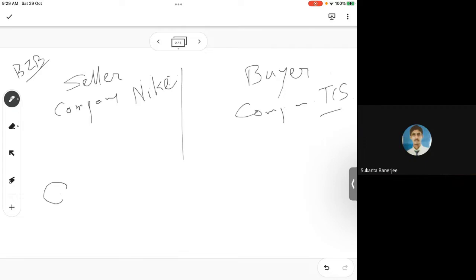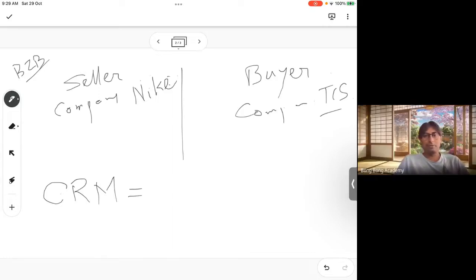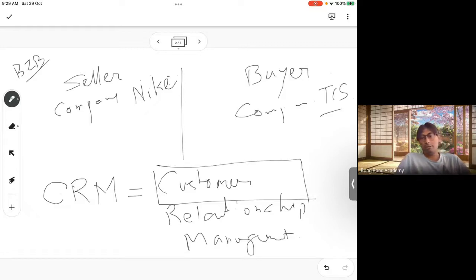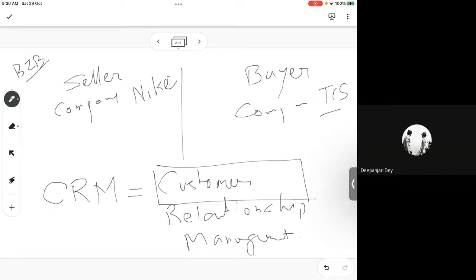Yeah, actually, I agree with Dipanjan. So let us break down CRM. CRM is customer relationship management. In this context, first let's define who is the customer. Who is the customer in this deal? The buyer, that is TCS. TCS is the customer in this deal.